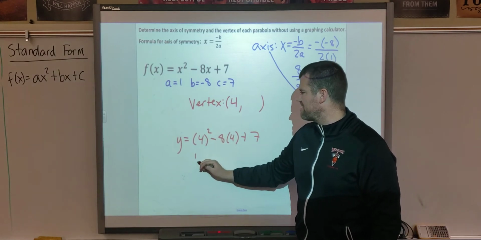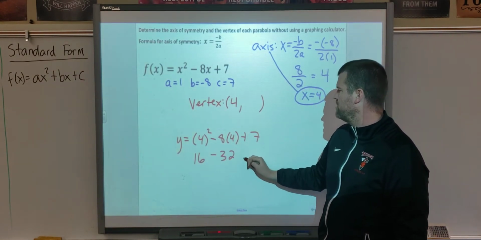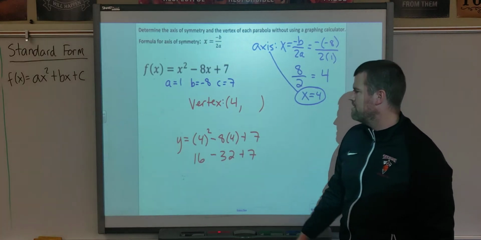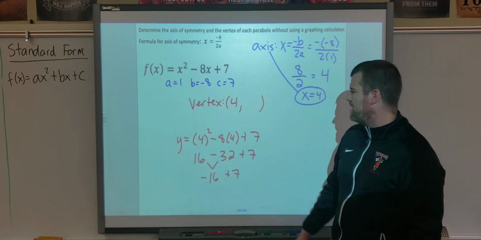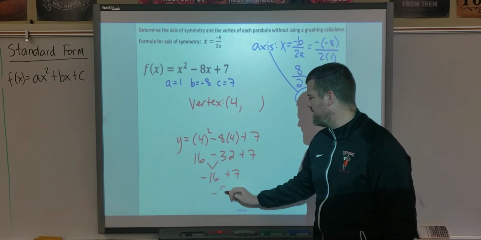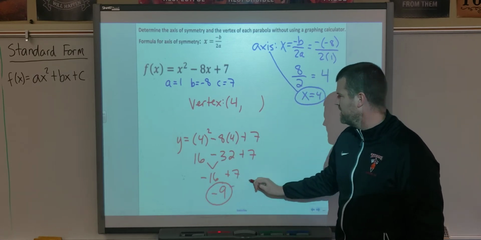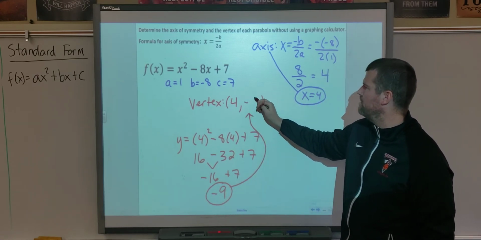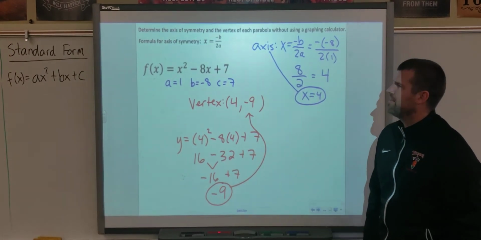4 squared is 16 minus 32 plus 7. 16 minus 32 is negative 16. And negative 16 plus 7 is negative 9. So our y-coordinate is negative 9. I can move that on up. And we get a vertex of 4, negative 9.